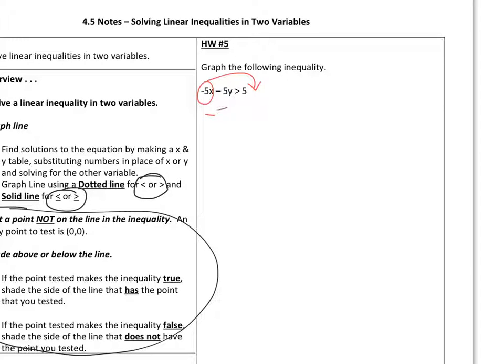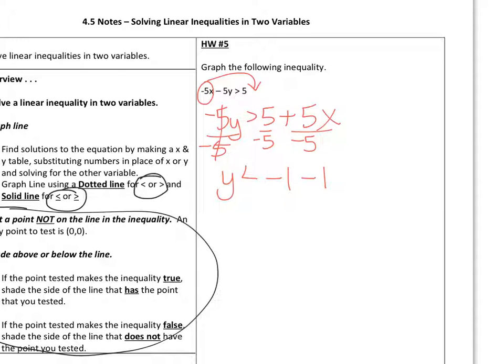So I've got -5y is greater than 5 plus 5x. Remember, that sign changes when it goes to the other side of the symbol. Now I need to divide everything by -5. Now because I divided by negative, remember that reverses this symbol. So 5 divided by -5 is -1. 5 divided by -5 is -1. So this is what we want to put in our graphing calculator.